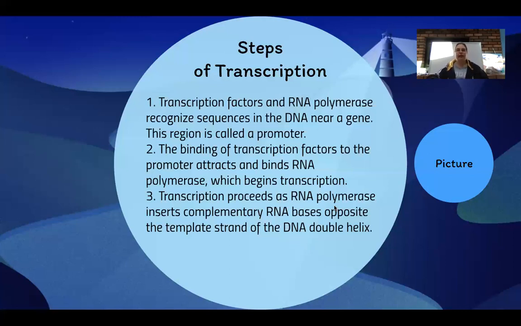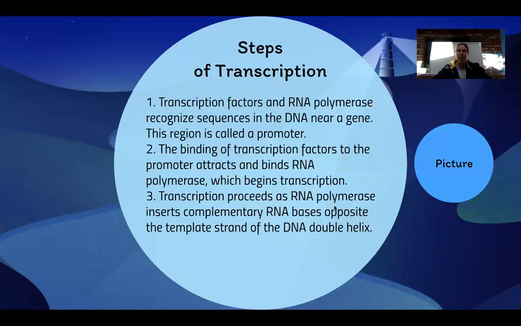So it's going to add RNA bases that are opposite. So for instance, if it sees guanine in the template strand, it's going to add a cytosine RNA nucleotide. If it sees cytosine in the DNA, it's going to add guanine in the RNA. If it sees thymine in the DNA, it's going to add adenine in the RNA. And if it sees adenine in the DNA, it's going to add uracil.